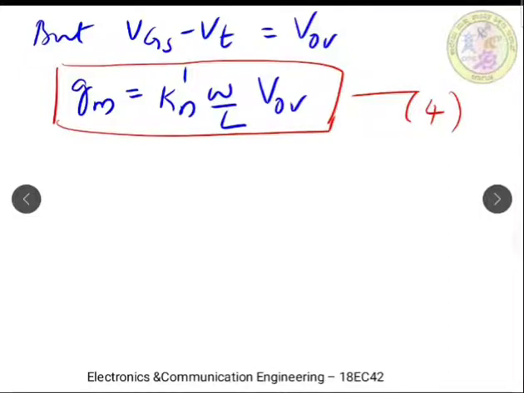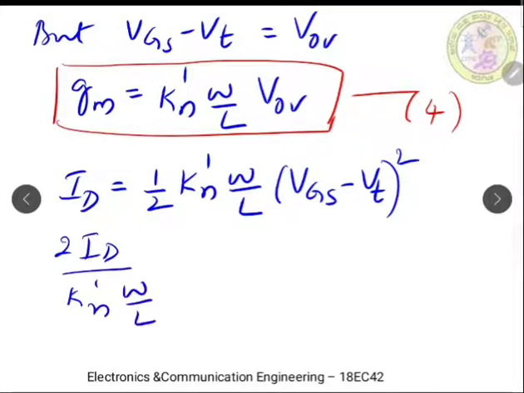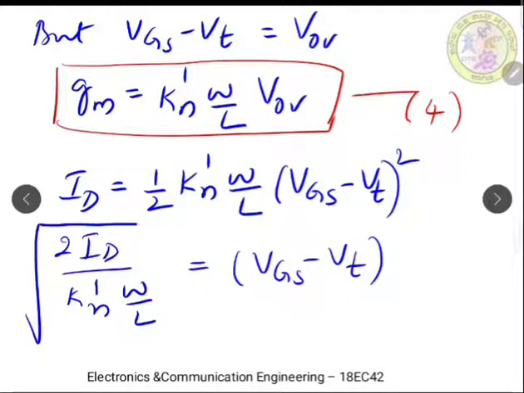Now yet another representation for GM can be obtained by using the drain current equation. We know that ID is equal to half Kn dash W by L into VGS minus VT whole square. Now we will modify the equation a little bit by rearranging the terms. So 2 into ID divided by Kn dash W by L, it is transferred to the denominator side, and here if I am writing only VGS minus VT, I have to take the square root.